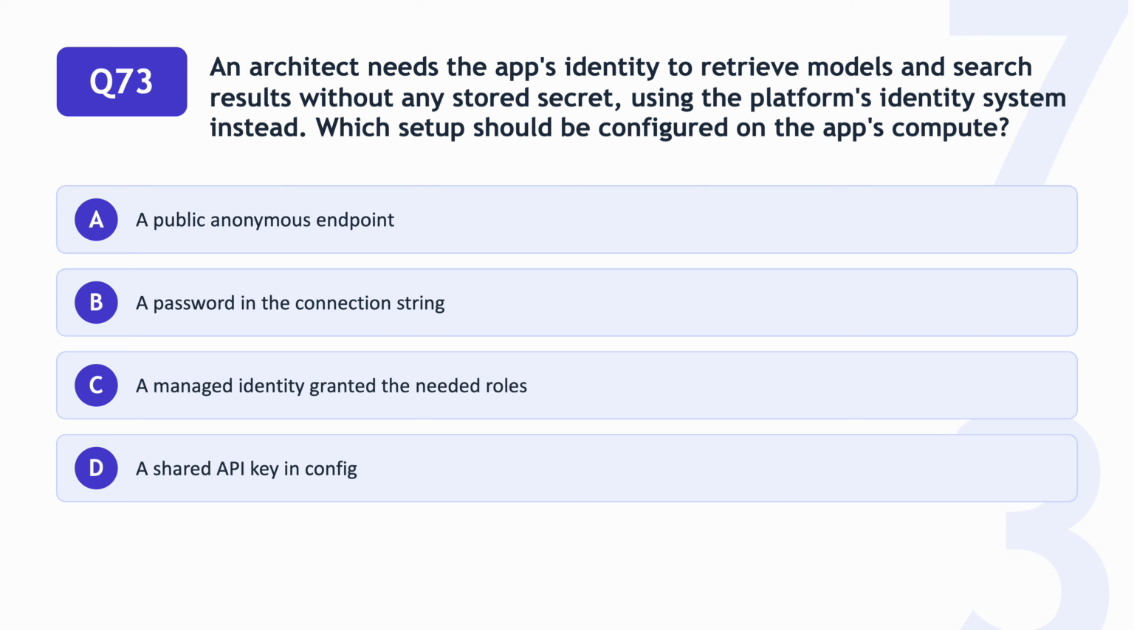Question 73. An architect needs the app's identity to retrieve models and search results without any stored secret, using the platform's identity system instead. Which setup should be configured on the app's compute? A. A public anonymous endpoint. B. A password in the connection string. C. A managed identity granted the needed roles. D. A shared API key in config.